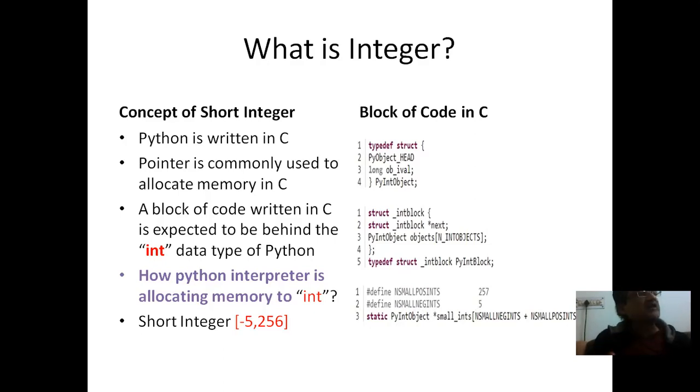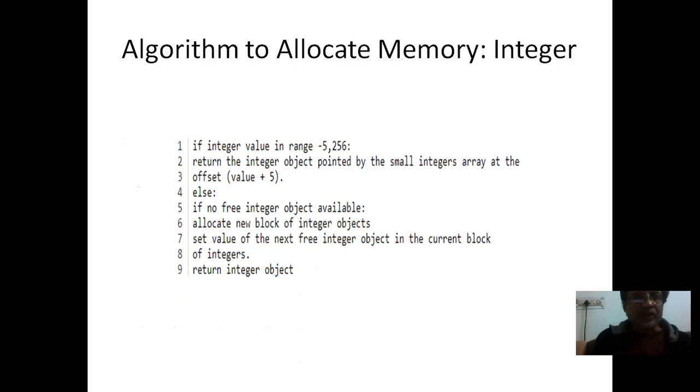Now the code is written in C. I don't know the code in C, so how can I understand the memory allocations? Okay, let us come to this one. These are the steps in the C programming language that the interpreter is following to allocate memory for an integer when you are defining an integer variable in Python. So I'm relating the definition of the C code behind the curtain with the Python data type.